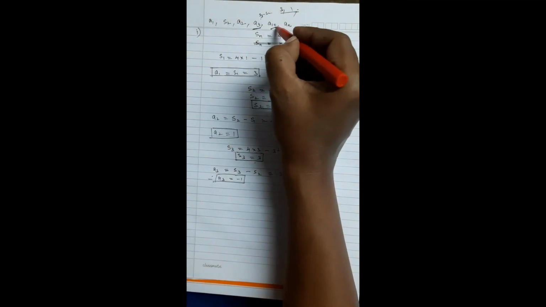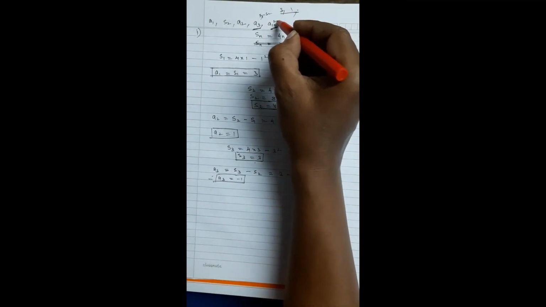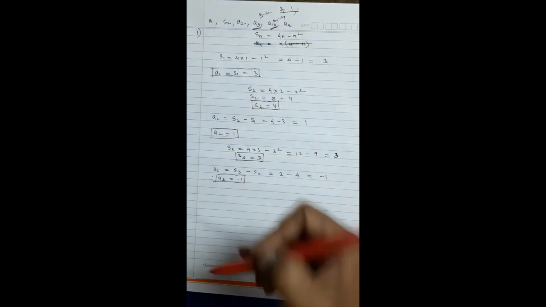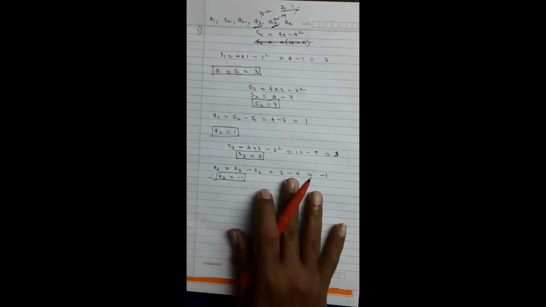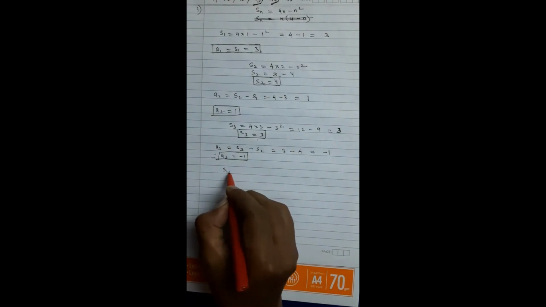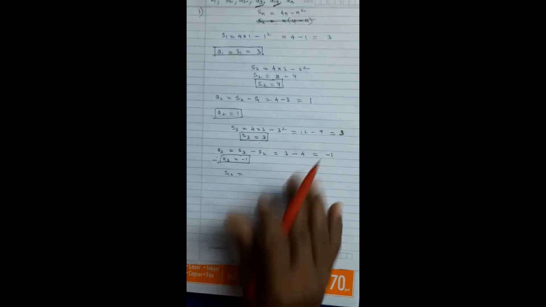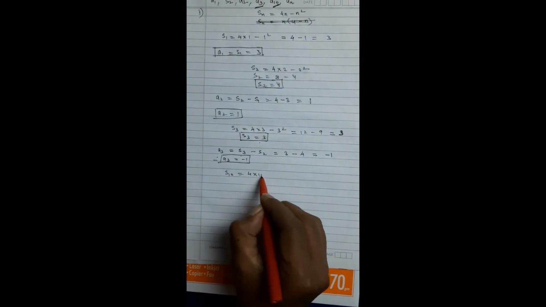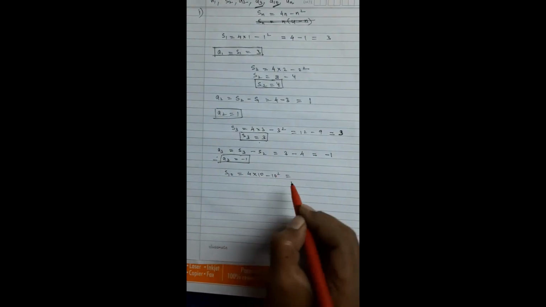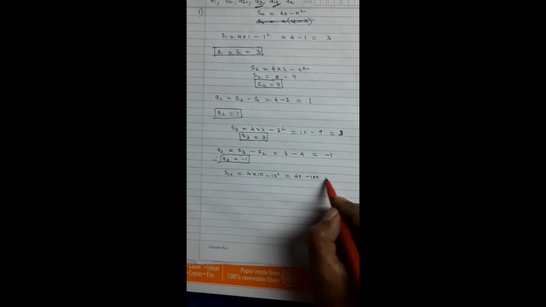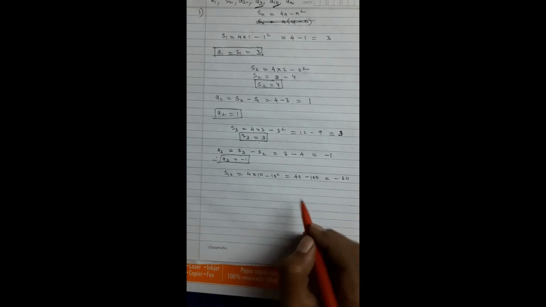Now A10. To get A10, A10 is equal to S10 minus S9. So S10 you don't have, S9 also you don't have. So you will have to calculate both. For S10, you will have to use the formula of Sn. Sn is equal to 4n minus n square. That is 4 into 10 minus 10 square. That will give 4 10s are 40 minus 100. That will be minus 60.